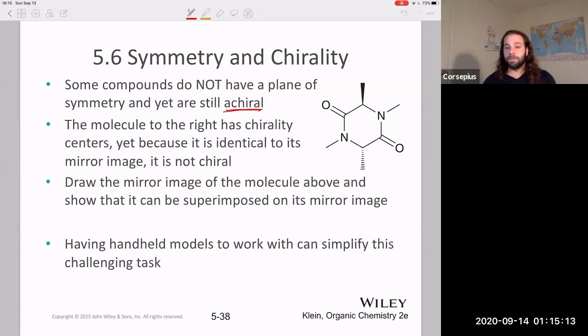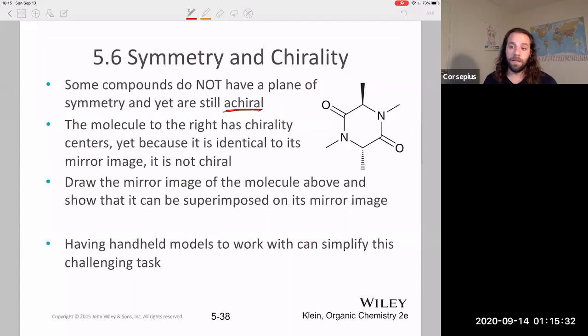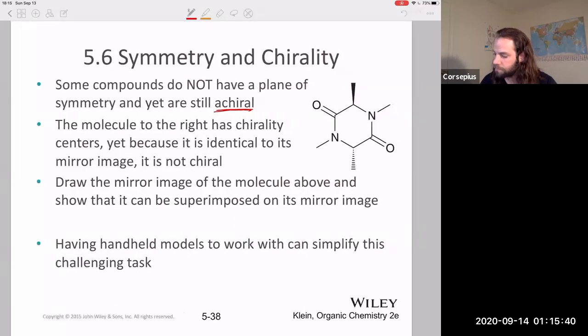So this is another vocab word. Remember, chiral meant that its mirror image was not superimposable. So achiral means that its mirror image is superimposable, which is what a meso compound is. A meso compound specifically is a compound where its mirror image is superimposable, but it still has stereocenters. Okay.